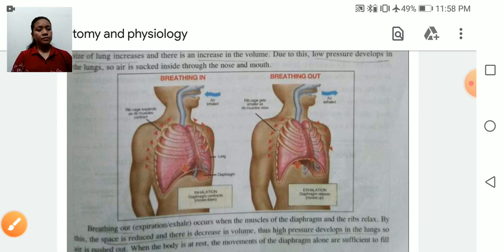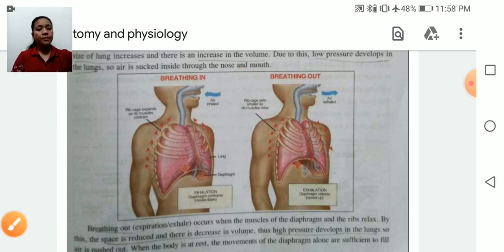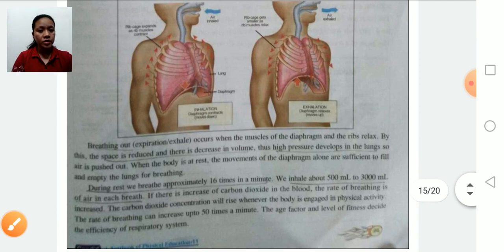In breathing in, at the time of breathing in, the rib muscles go upward. ठीक है, ये upward जाएगा, और ये diaphragm is flattened or comes downward. Therefore there is low pressure in the lungs, and if there is low pressure, then the air goes inside. And during breathe out, exhalation occurs when the diaphragm and the ribs relax.